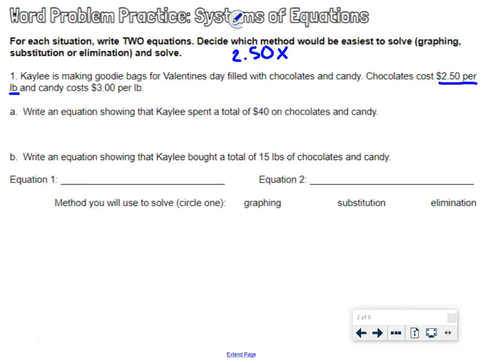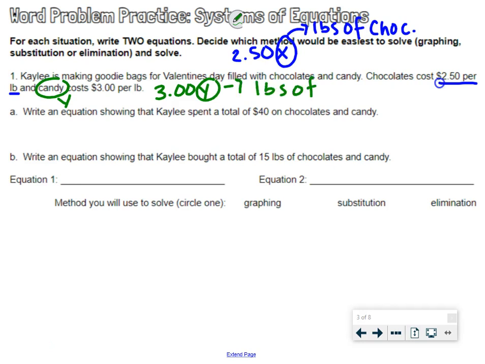So x is really going to be the number of pounds of chocolate. So if she bought 1 pound, we'd put a 1 for x. If she bought 2 pounds, it'd be 2. If she bought 3 pounds, it'd be 3. And then candy costs $3 per pound. So for candy, we'll use y. So we'll say candy is y, and that y would be the pounds of candy.